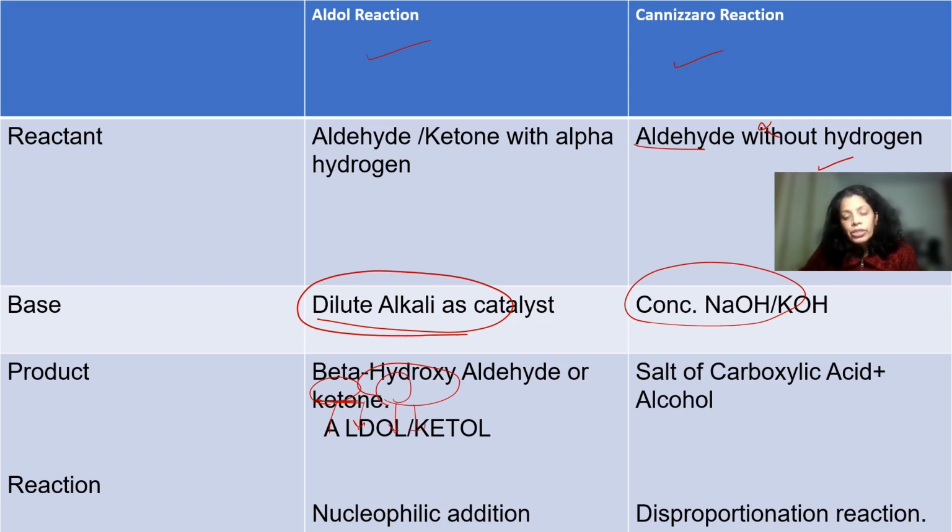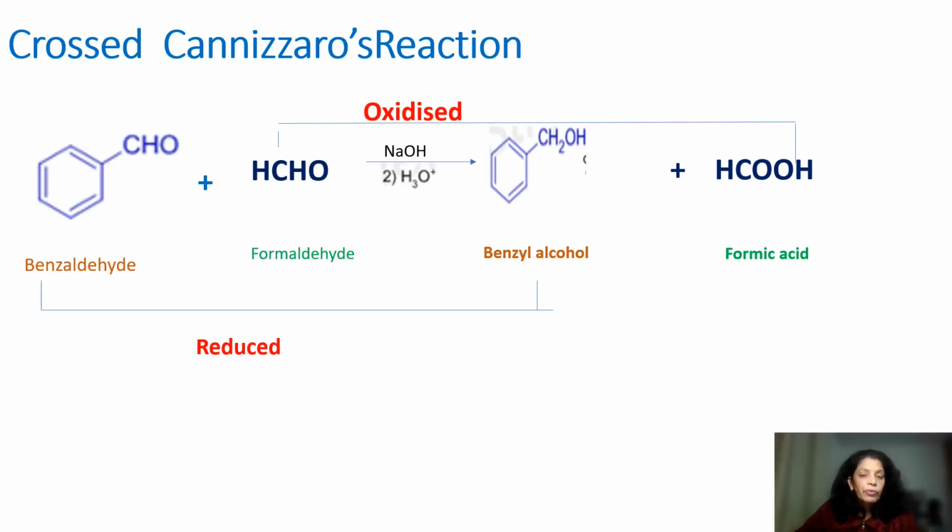Whereas in Cannizzaro reaction, it's a disproportionation reaction. One product will be the salt of carboxylic acid and another will be the alcohol. Aldol reaction is a nucleophilic reaction, and on further heating water will be eliminated, so it becomes a nucleophilic elimination reaction, whereas the Cannizzaro reaction is a disproportionation reaction. Cross Cannizzaro reaction is between two aldehydes which do not have an alpha hydrogen atom. So benzaldehyde reacts with formaldehyde. Benzaldehyde will get reduced to form alcohol, whereas formaldehyde will get oxidized to form formic acid.